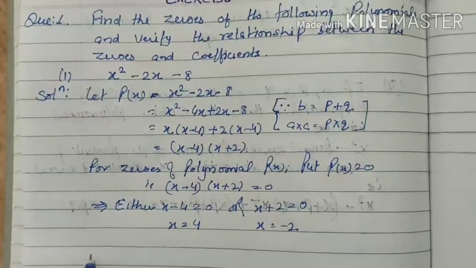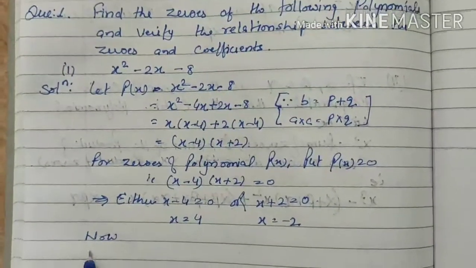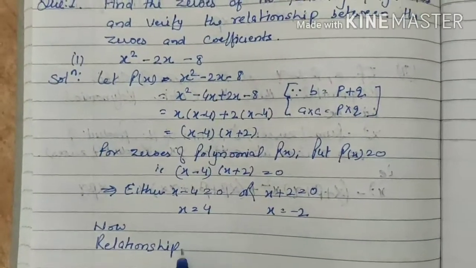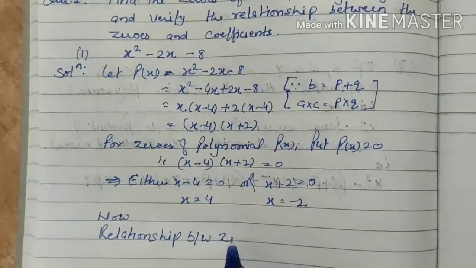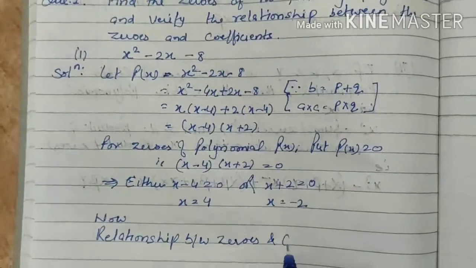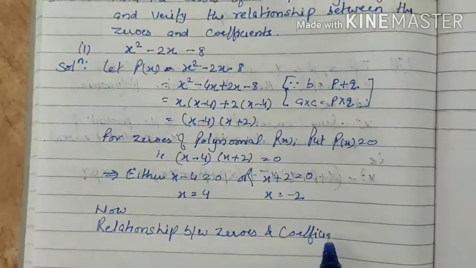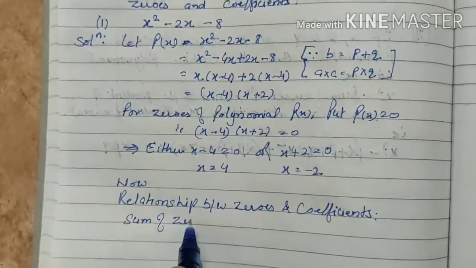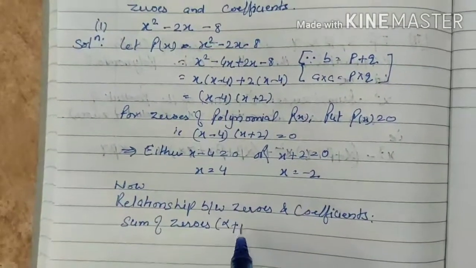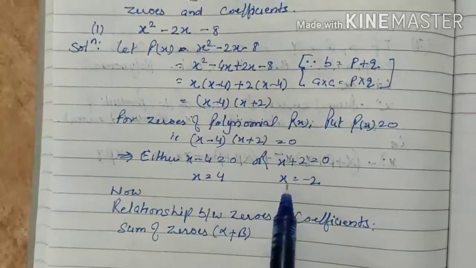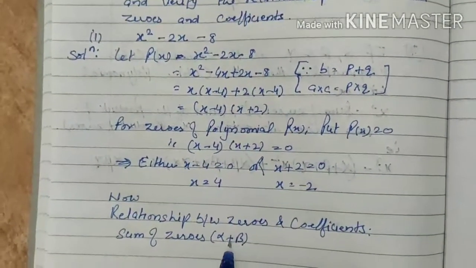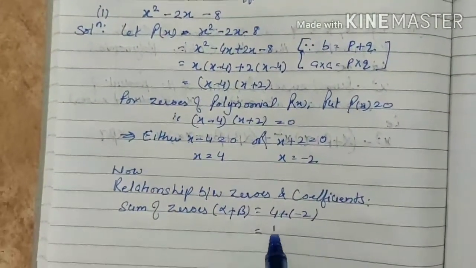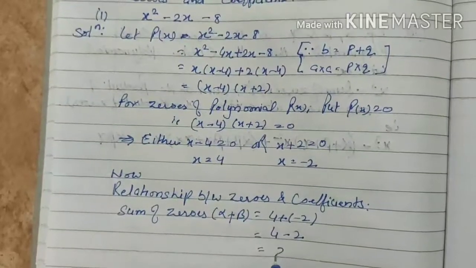So now we can say the relationship between zeros and coefficients. So first, sum of zeros, that is alpha plus beta. We can say first zero as alpha and second zero as beta. So sum of zeros, that is alpha plus beta, will be 4 plus minus of 2, and this will become 4 minus 2, and this will be plus 2.